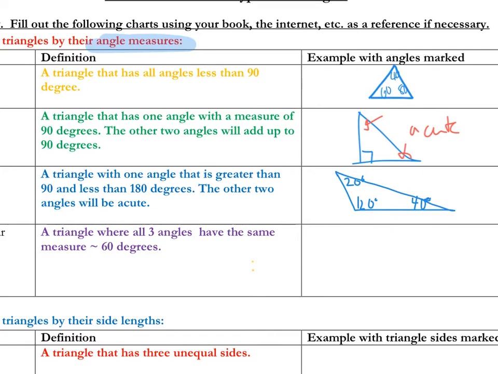And then lastly, an equiangular, fun word to say, is a triangle where all three angles have the same measure. So in order for that to happen, 180 divided by 3 gives me 60. So each one of these angles needs to be 60 degrees. Why? Because all three angles need to be the same.